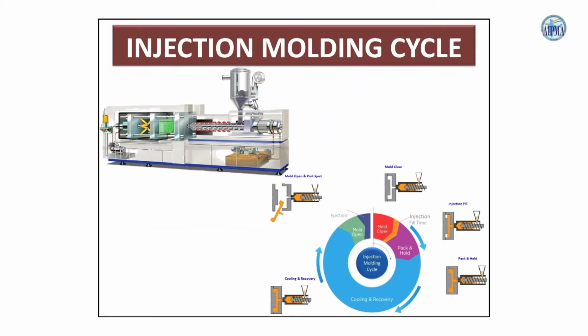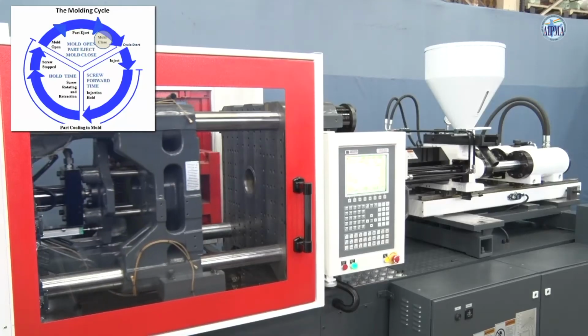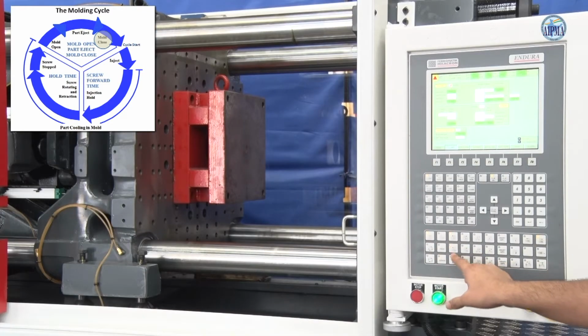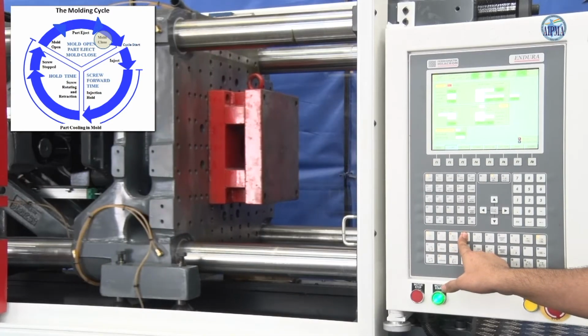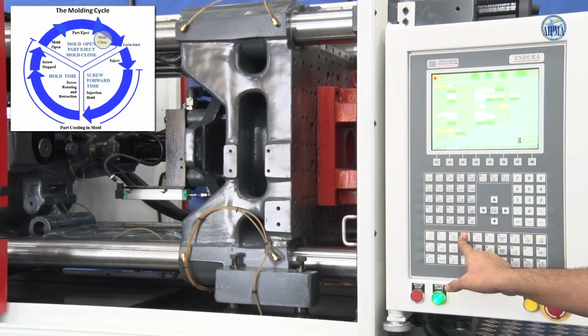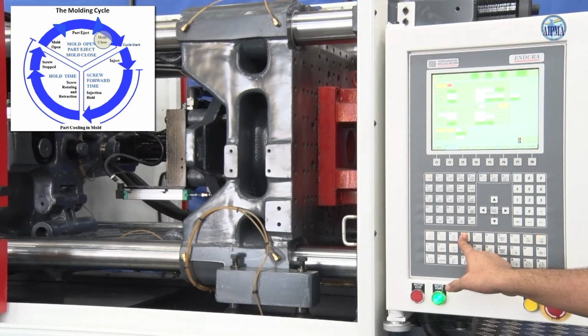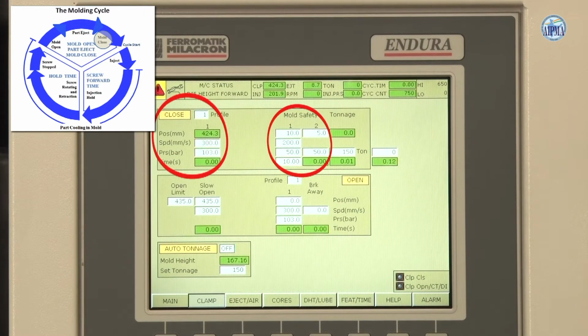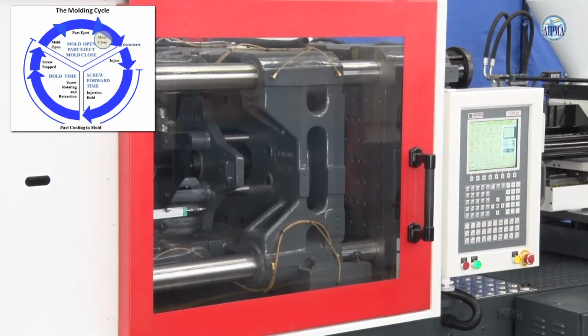Operating cycle of injection molding machine. Let us understand the molding cycle. Mold closing. In this function, moving platen moves forward to close two halves of the mold. Mold closing is bifurcated in two phases: fast close and mold safety. In mold safety phase, speed and pressure is reduced to avoid collision of two mold halves.